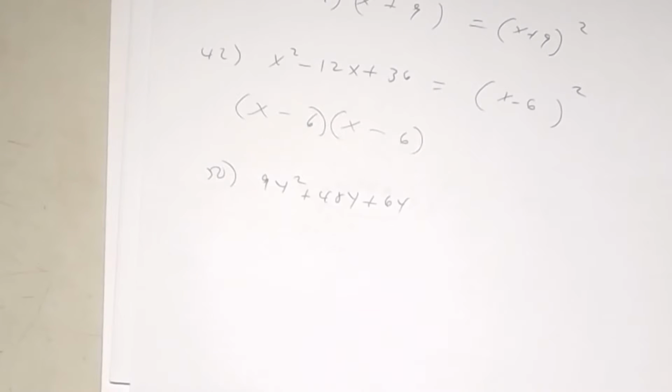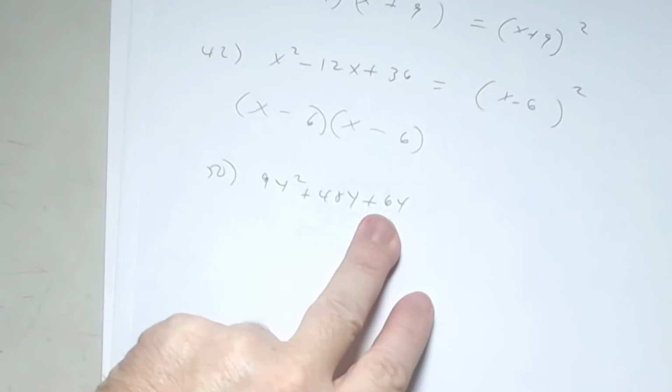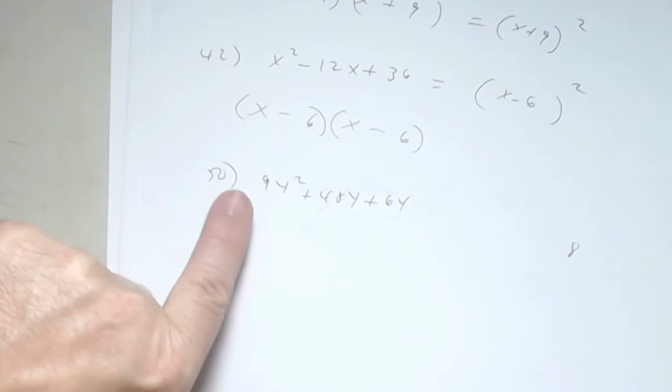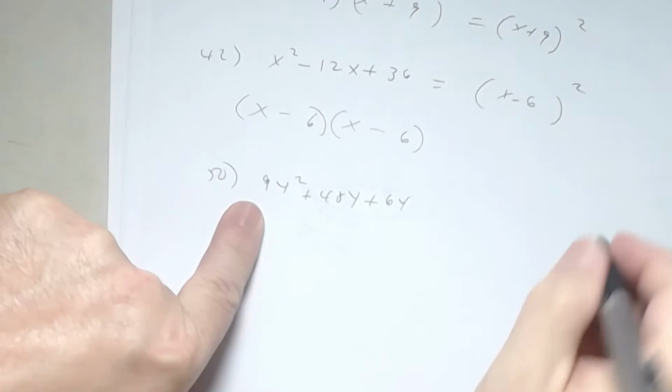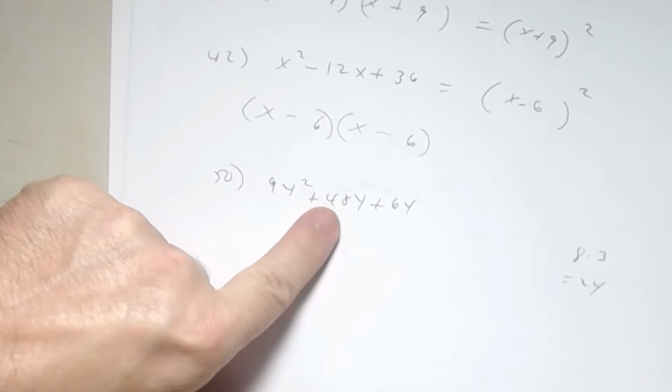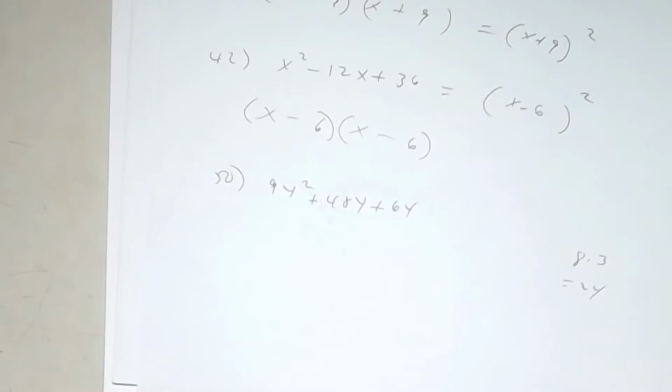Okay, let's see if it's a perfect square to begin with. So 64 is a perfect square. What's the square root of 64? 8. Have that 8, right? 9's a perfect square. What's the square root of 9? 3. What's 8 times 3? 24. And when I double 24, do I get that 48 in the middle? Yep. I do get it.